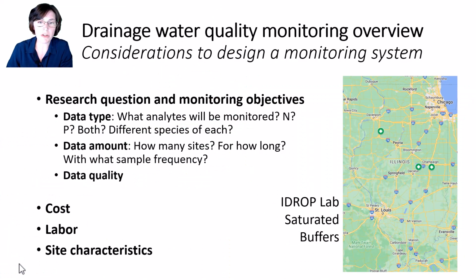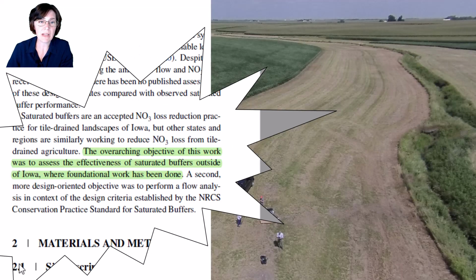Also consider how much data you need to collect to successfully answer your research question. How many sites do you need? Does your monitoring system need to be working for just a couple storm events or for multiple years? In the saturated buffer example, our research objective was to assess the effectiveness of saturated buffers in Illinois. So we wanted as many sites as possible, and we ended up with 3.